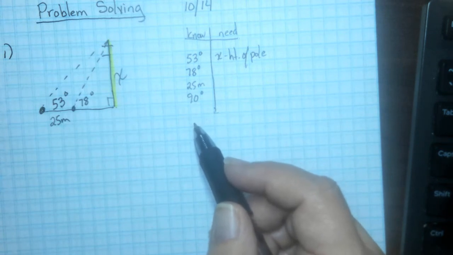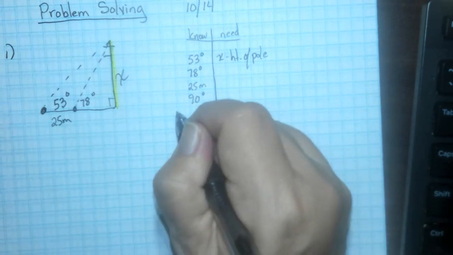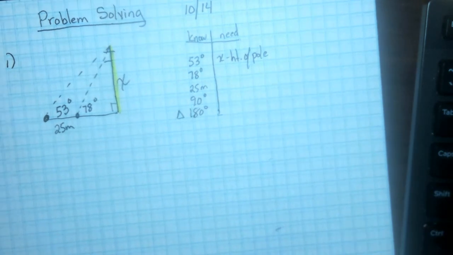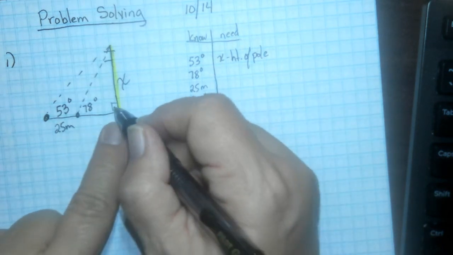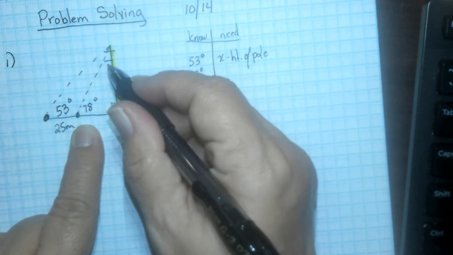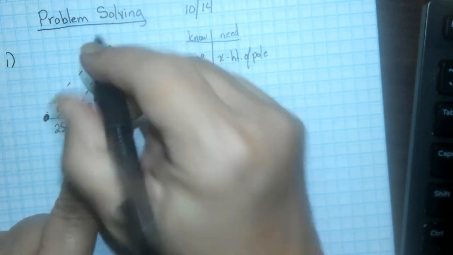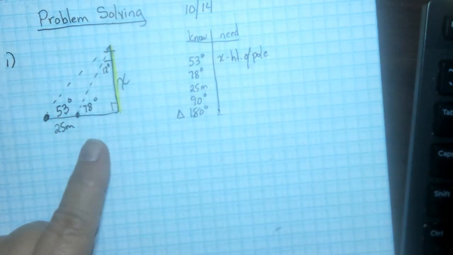What are some other facts that you know about triangles? They all add up to 180 degrees. All right, so triangles add up to 180 degrees, right? You know that. Can that help us get some more information? So what else can we know? If this is 90 and this is 78, how much is this angle right here? 12 degrees. All right, that's probably going to be helpful.